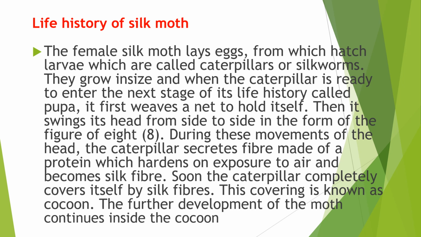The next step of the caterpillar is called pupa. Then it swings its head and forms an egg-like structure. During this movement of the head, the caterpillar secretes a fiber made up of protein, which hardens on exposure to air, and it becomes hard, called the silk fiber. Soon the caterpillar completely covers itself, and this covering is called a cocoon.